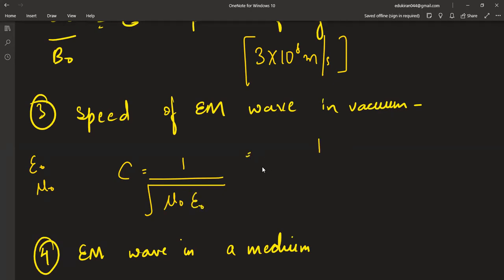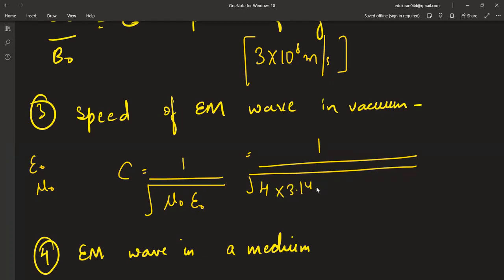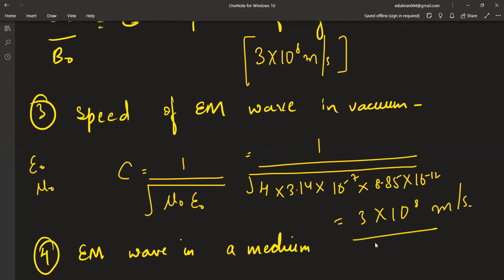If you substitute all the values, mu naught's value is also specified, 4 pi into 10 to the power minus 7. Let's put the values and check. Pi is 3.14, then 10 to the power minus 7. The permittivity value is 8.85 into 10 to the power minus 12. When you substitute all the values, take the under root and reciprocate it, this value will be exactly equal to 3 into 10 to the power 8 meter per second. What is 3 into 10 to the power 8 meter per second? The speed of light. So you are getting the speed of light in vacuum.